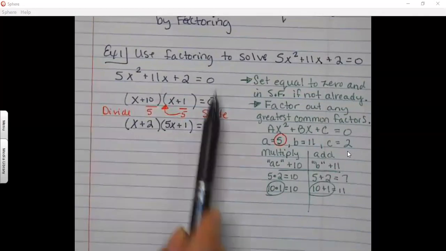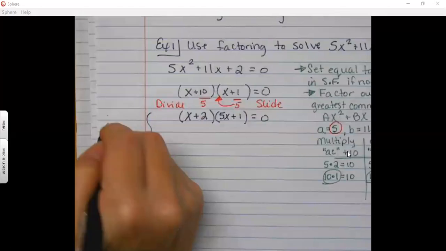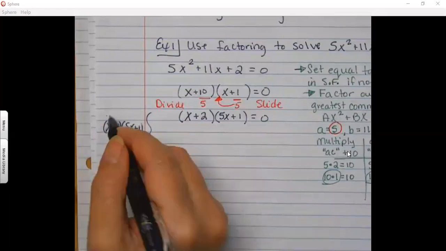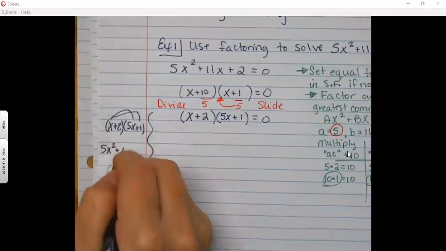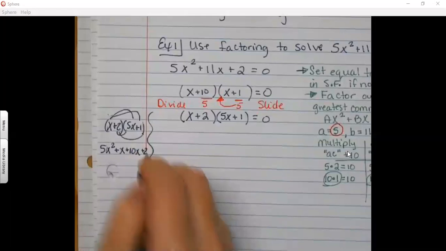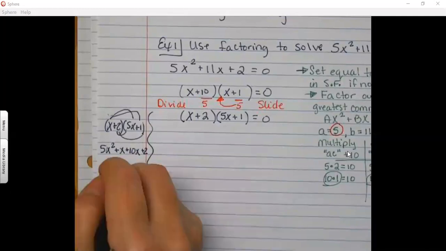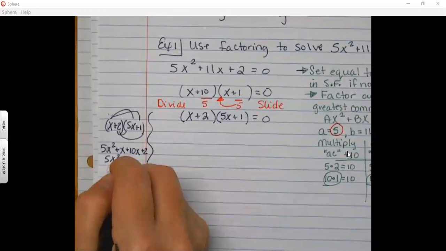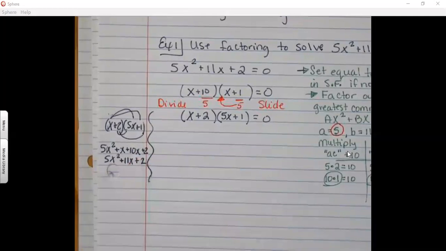You want me to write it down? Are you confused? Okay. This is just me showing you that they are the factors. So x plus 2 times 5x plus 1. I'm going to distribute. x times 5x is 5x squared. x times 1 is 1x, or just x. 2 times 5x is 10x. 2 times 1 is 2. Combining like terms, x and 10x are my only like terms, I would get 5x squared plus 11x plus 2. Isn't that what I started with? Yeah. So it's true. You can multiply those together to get 5x squared plus 11x plus 2. They are factors. Right on?